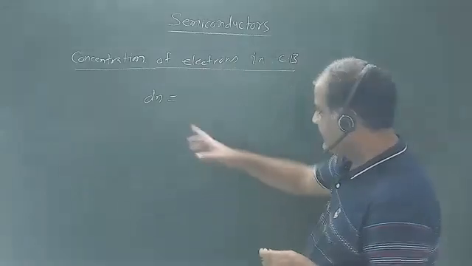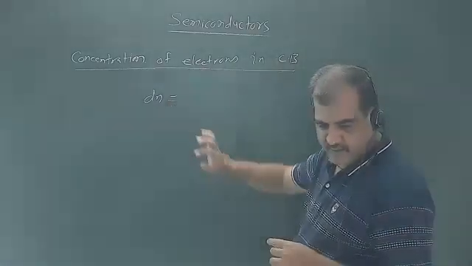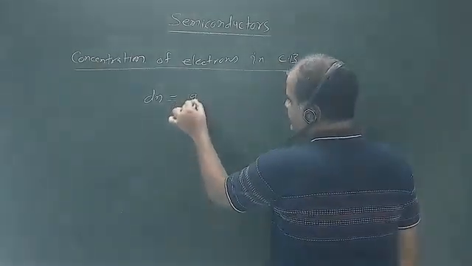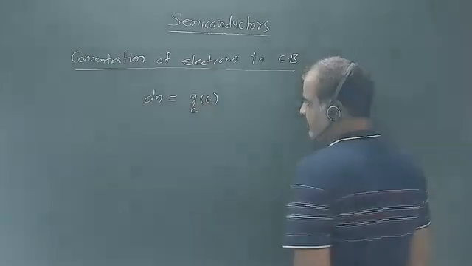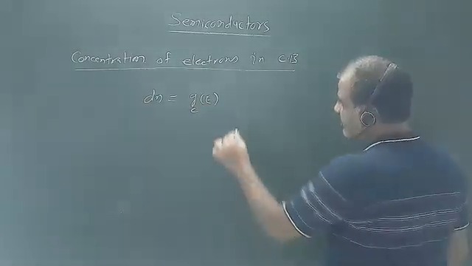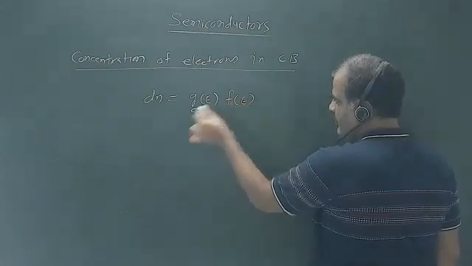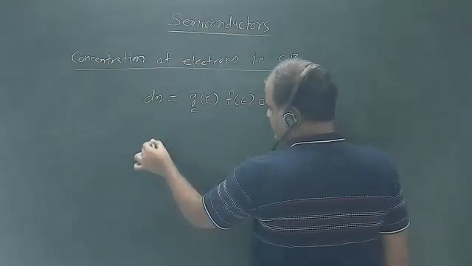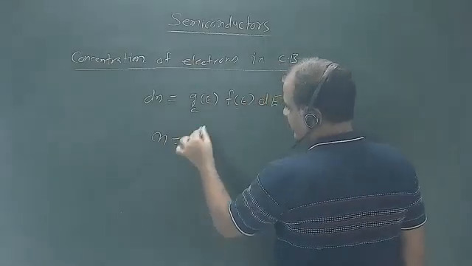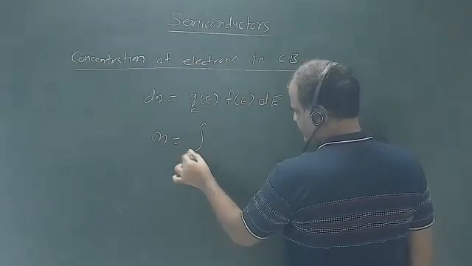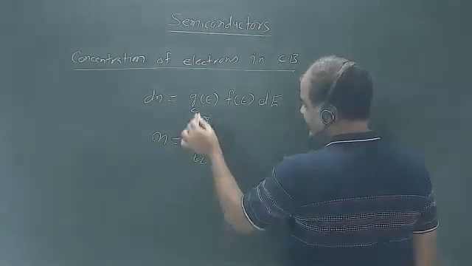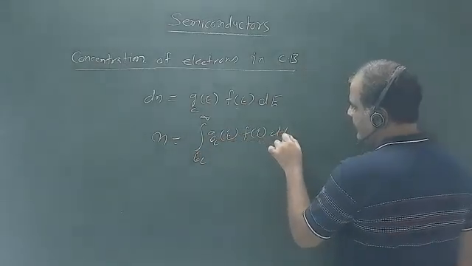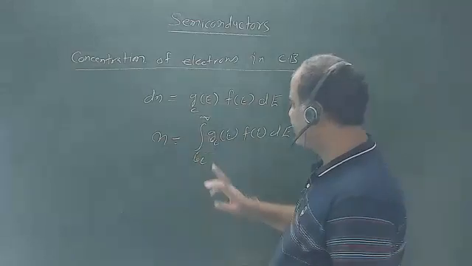So first we can calculate the concentration of electrons in the conduction band if we know the density of states. If I know the density of states in the conduction band, and if I know the probability of occupation of electrons in the conduction band, then I can calculate the number concentration of electrons in the conduction band. If I integrate g(E) f(E) dE from EC to infinity, I can calculate the concentration of electrons in the conduction band.